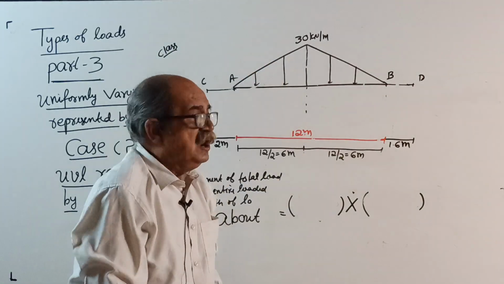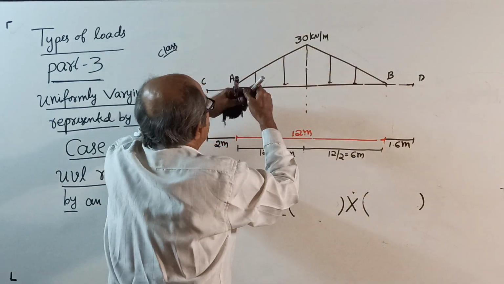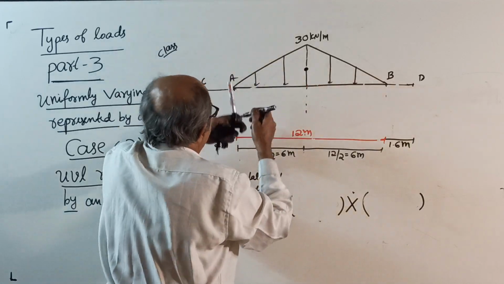First, the magnitude of the total load. See here, it will pass through the centroid. I told you, where is the red color? Here.